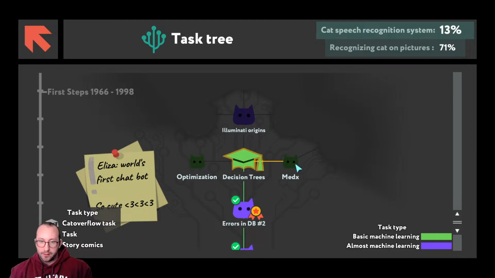Decision trees. And then we get some optional tasks afterwards.